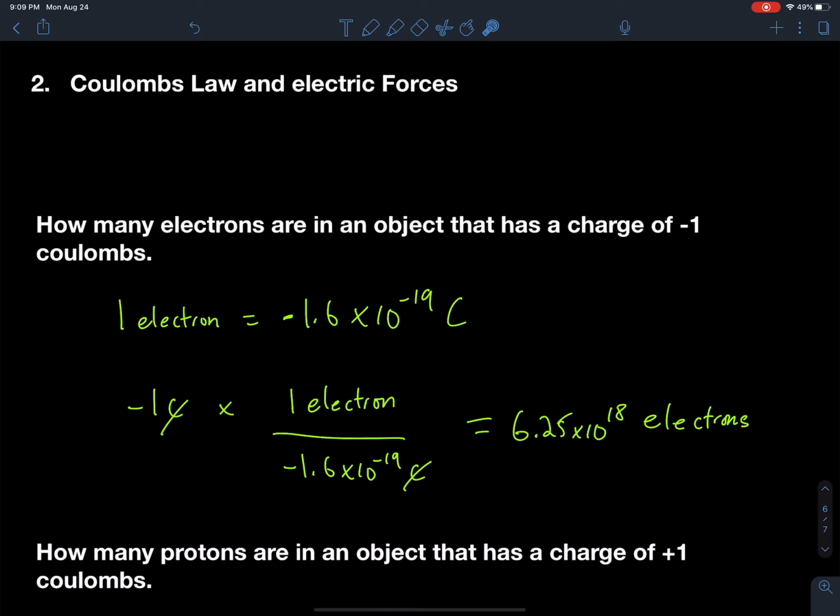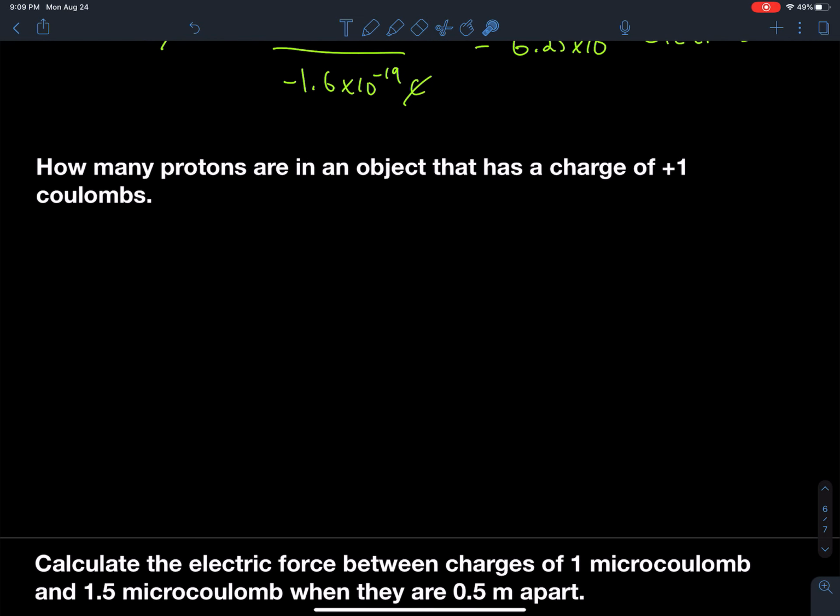All right, and we rarely see 1 coulomb of charge except inside of your computers or your calculators where you can get electrocuted. You can have as much as 25 coulombs of charge on a capacitor. That's a lot of electrons that can flow into you and cause a lot of damage. So what the big picture here is, when you see a charge of -1 coulombs, it's a lot of electrons. So how many protons are in an object that has +1 coulombs?